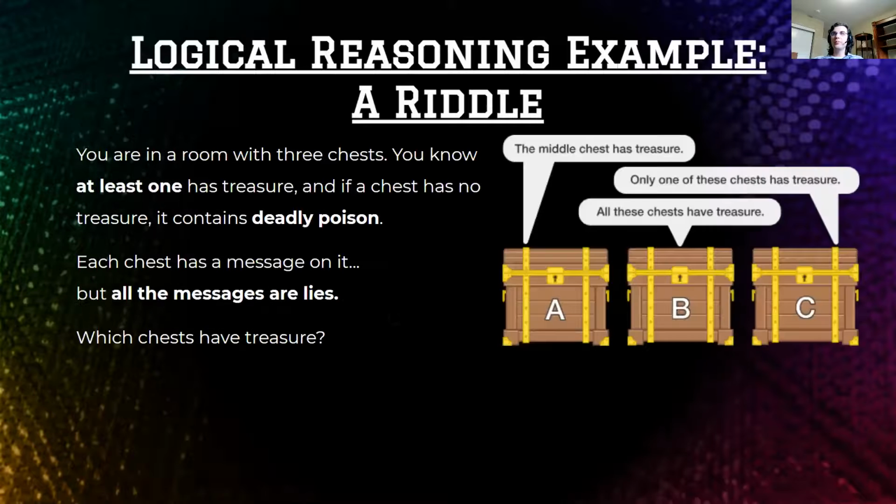Okay, so let's check out the puzzle we got. You are in a room with three chests. You know at least one has treasure, and if a chest has no treasure, it contains deadly poison. Each chest has a message on it, but all the messages are lies. So, given all this information we've been given, which chests have treasure?